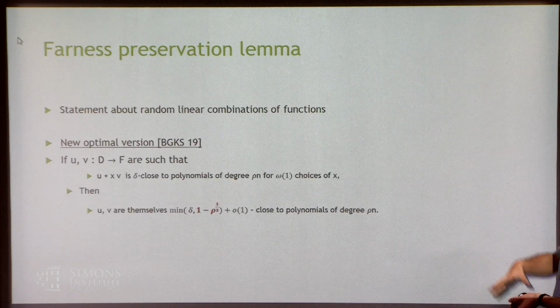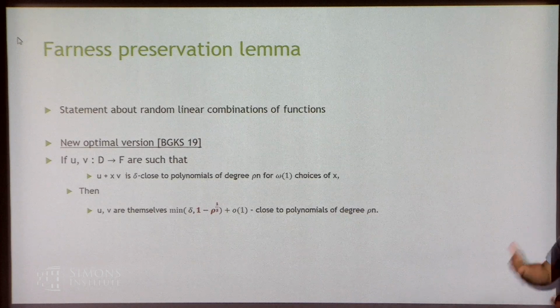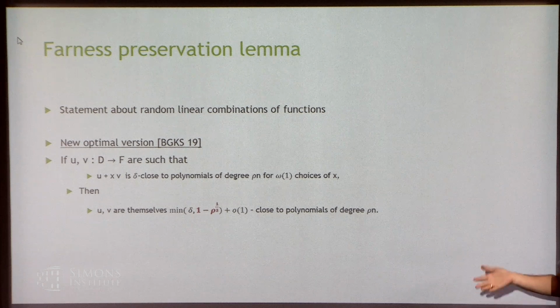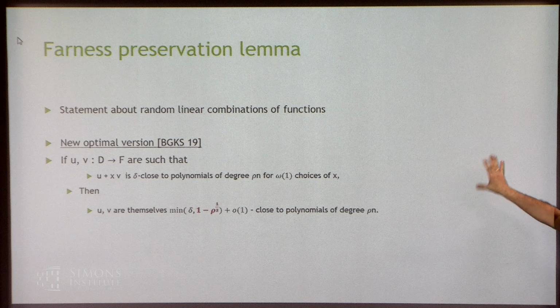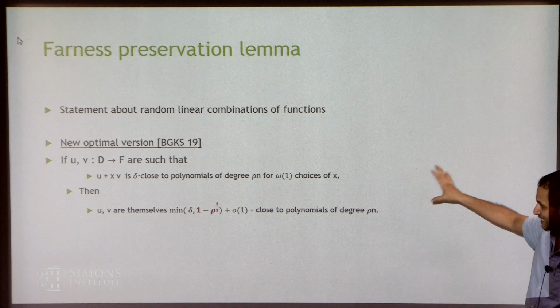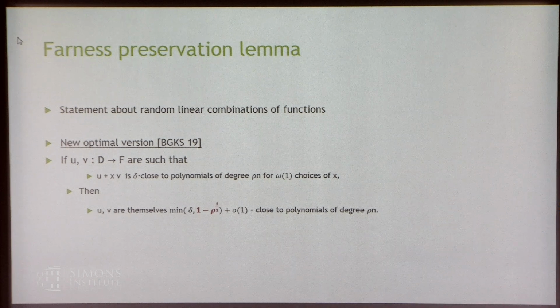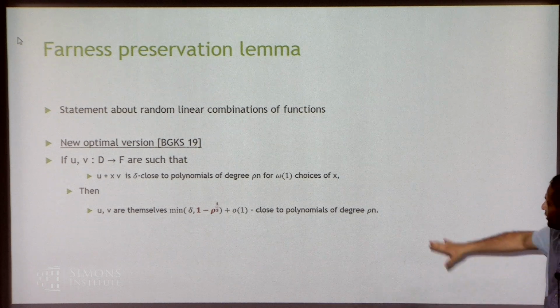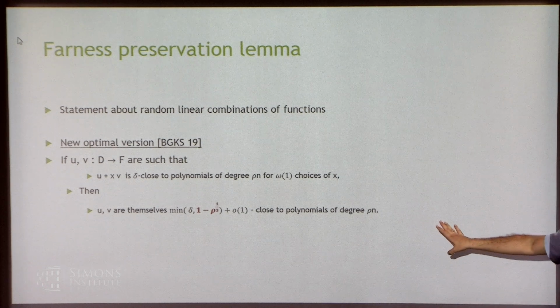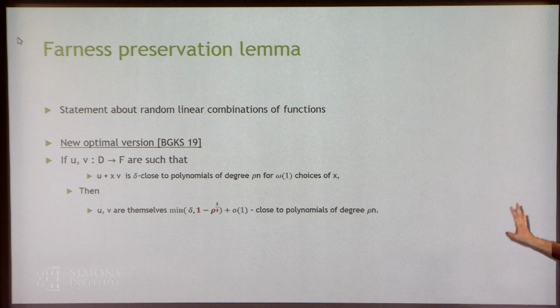Yeah. Oh, right. Sorry. The algebraic sketch is related to linear combinations of functions, random linear combinations of functions. So the heart of the analysis of the algebraic sketch is this lemma: you have two functions u and v, and for many choices of x, u plus xv is close to polynomials of low degree. Then u and v themselves are close to polynomials of low degree. That's what the statement is. I'm not going to prove this.